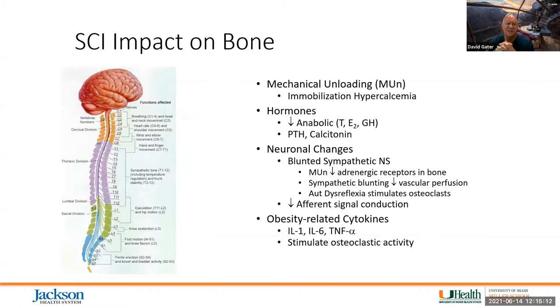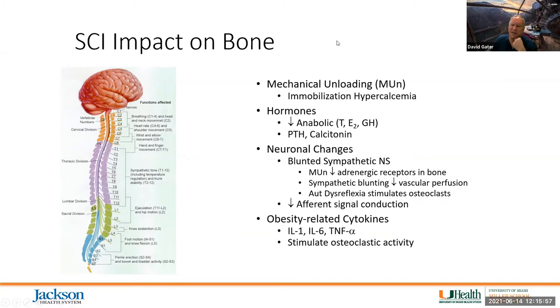So what are the influences of a spinal cord injury on bone? We see a reduction in mechanical loading. Particularly with our young healthy males who then sustain a spinal cord injury, most of them are at peak bone mass, between the ages of 18 and 25. If they sustain a spinal cord injury at that time, it is very likely they will develop a mobilization hypercalcemia. We'll talk through that in a little bit. But without mechanically loading those bones, these folks are going to be dumping calcium from the bones very, very quickly.